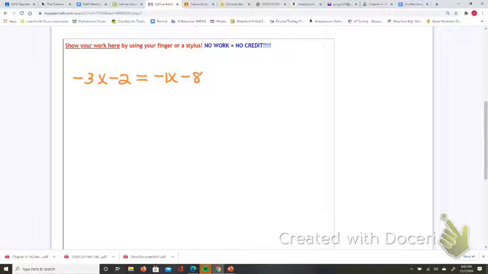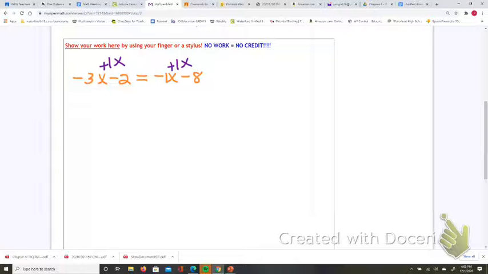Remember that you always want to take the one on the right and you want to move it over to the left. So we have to do the inverse of -1x, and the inverse of minus is plus. So we're going to plus 1x and plus 1x. On the left, we have -3x plus 1x.